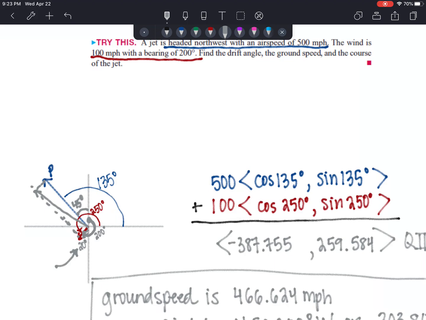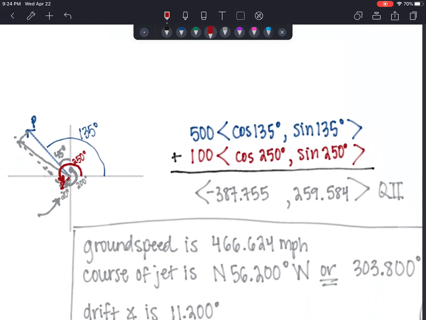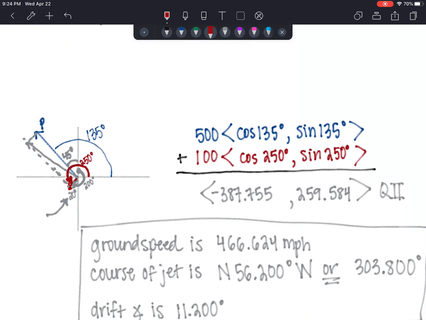That means we're 20 degrees shy of 270. So our calculator is going to see that as 20 degrees shy of 270, which is 250. So we've got the plane plus the wind, and our resulting vector is negative 387.755, comma, 259.584. I stored both of those values. The one on the left I stored as A, the one on the right I stored as B.